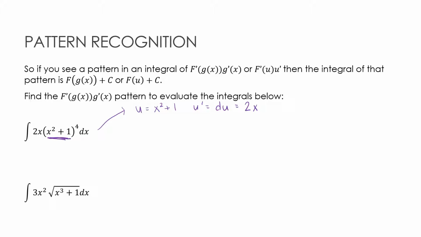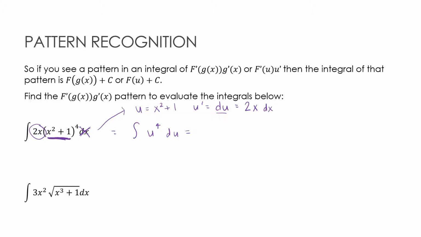What I want to do now is rewrite this using u's instead of x's. So this part turns into u to the 4th, and then this part is actually du. I'm not integrating with respect to x, I'm integrating with respect to u, so it makes sense, and if it makes you feel better, you can say this is 2x dx, because that will help you get rid of that dx in your mind. But essentially I'm just replacing things with what I've assigned to be u. So why is that helpful? Because now I can integrate this.